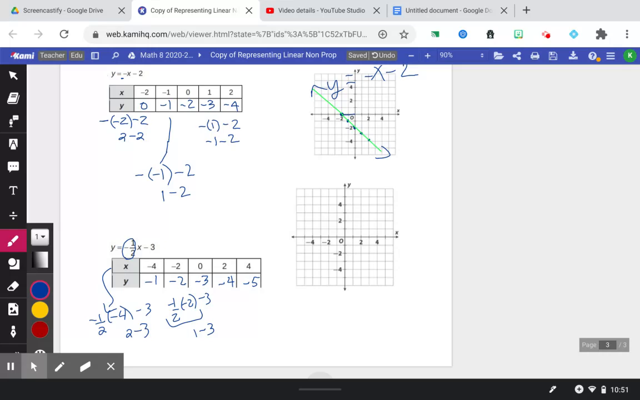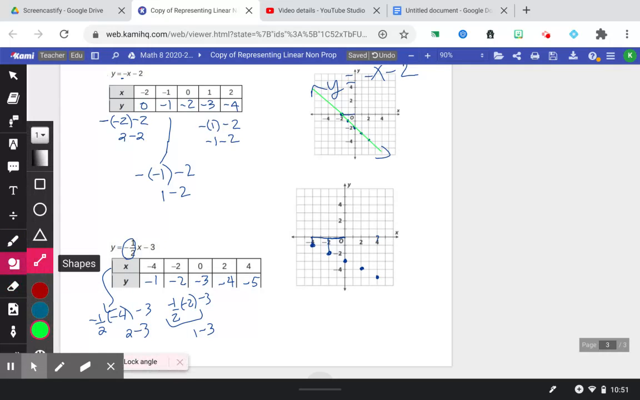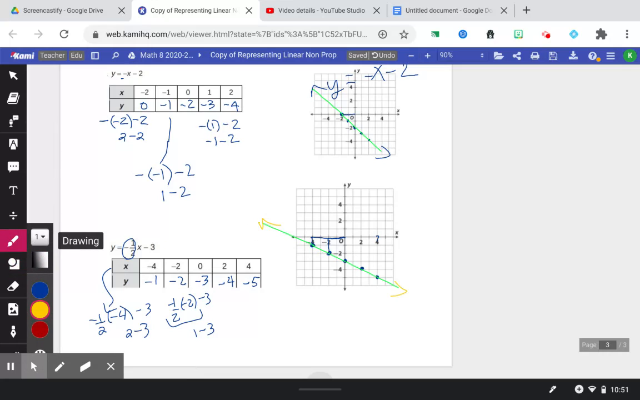So the x is negative 4, so I'm going to go to the left negative 4. Y is negative 1, so there's my first point. Negative 2, negative 2, there's my second point. 0, negative 3. Positive 2, negative 4. And positive 4, negative 5. So there's my 5 points. And I'm going to connect them with a straight line, put arrows on it, and label y equals negative 1/2 x minus 3. Okay?